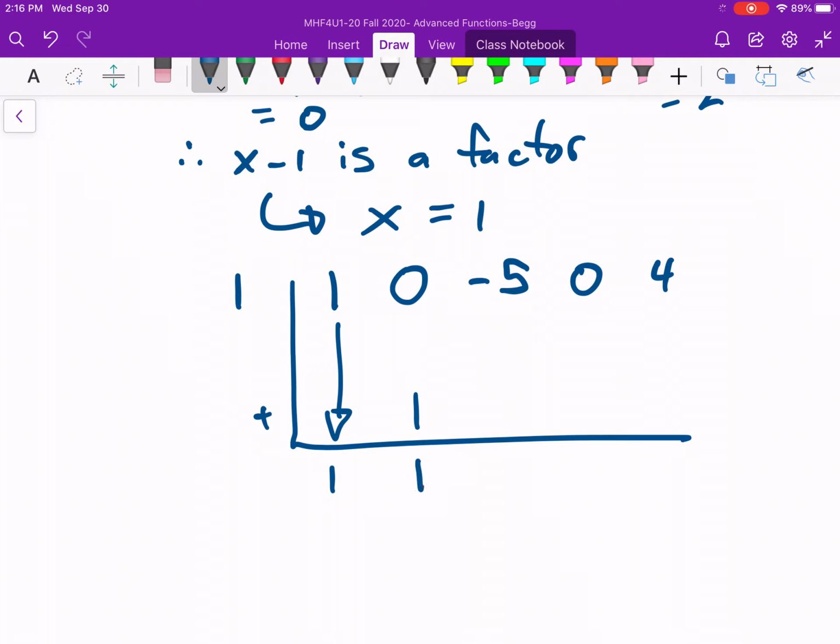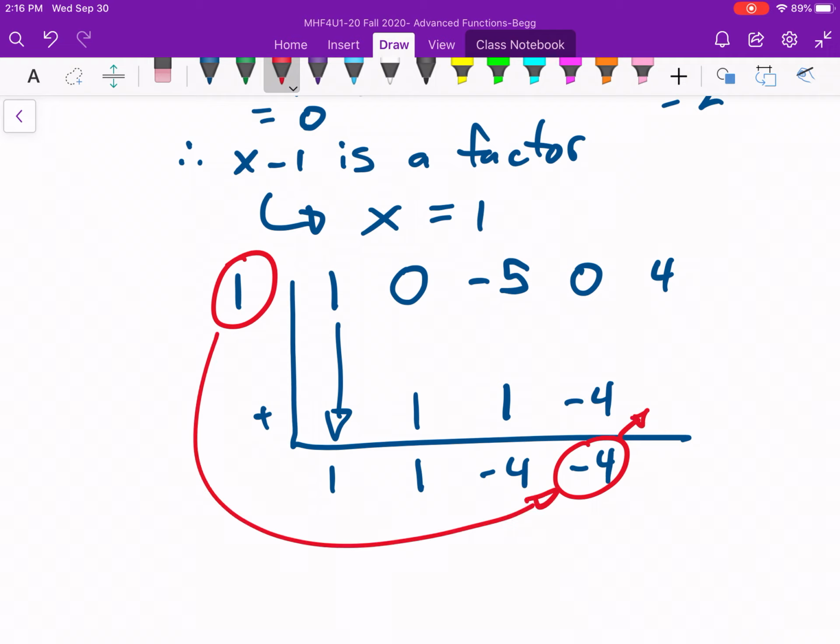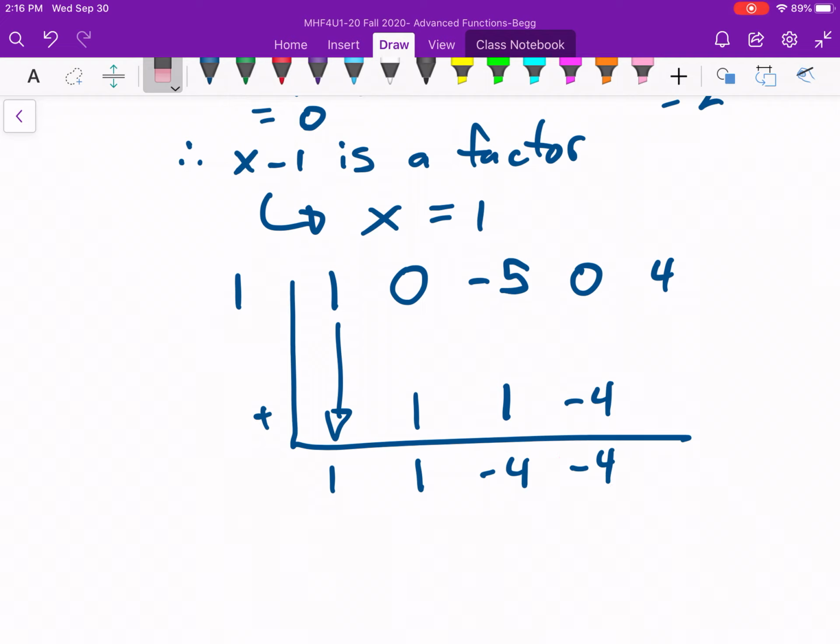Then I'm going to do 1 times 1, bring it up, and I've got 1 there. Negative 5 plus 1 is negative 4. Then I'm going to do 1 times negative 4. Bring that up. That gives me negative 4. Add those together. I get negative 4. Then I'm going to do 1 times negative 4. Bring that up. After I multiply them together, I got negative 4. And, of course, that means I'm going to have negative 4 when I bring it up top.